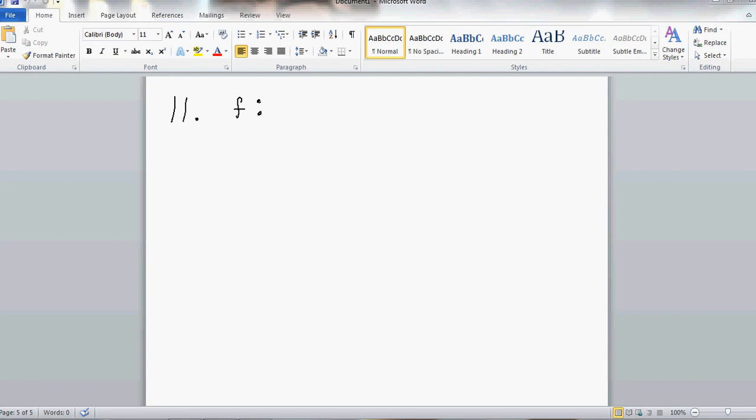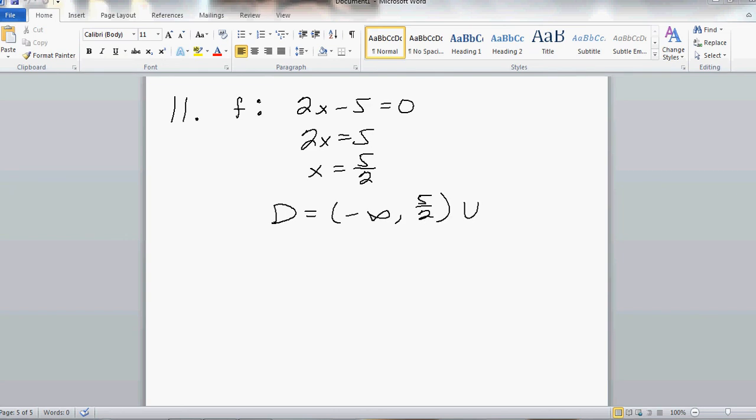The domain, the only place that it's not allowed is when 2x minus 5 equals 0, because that's what's in the denominator. So solving for x, we get 2x equals 5, x equals 5 halves. And so the domain for f would be everything but 5 halves. So that'd be negative infinity all the way up to 5 halves, along with 5 halves to infinity.